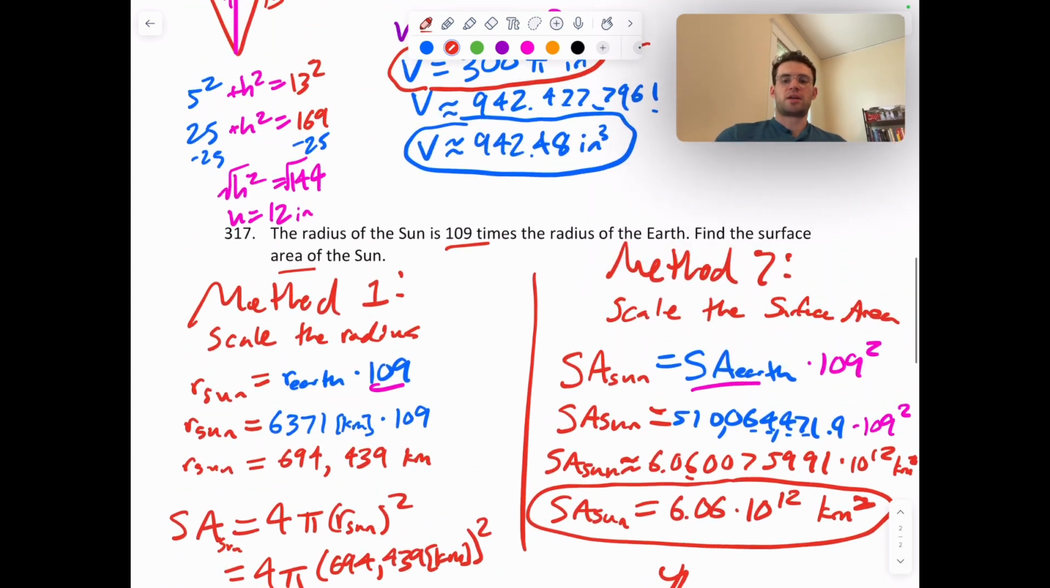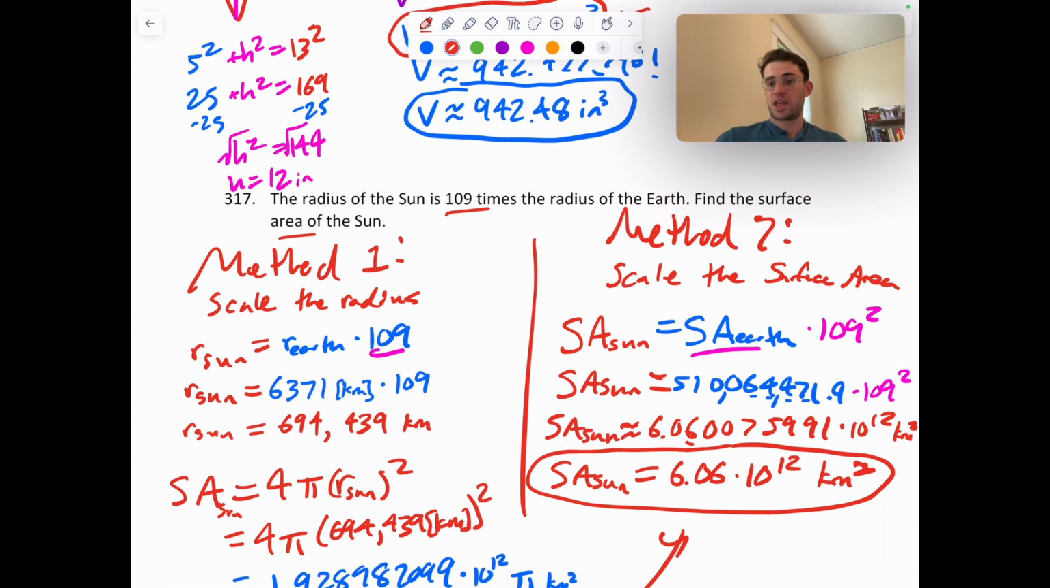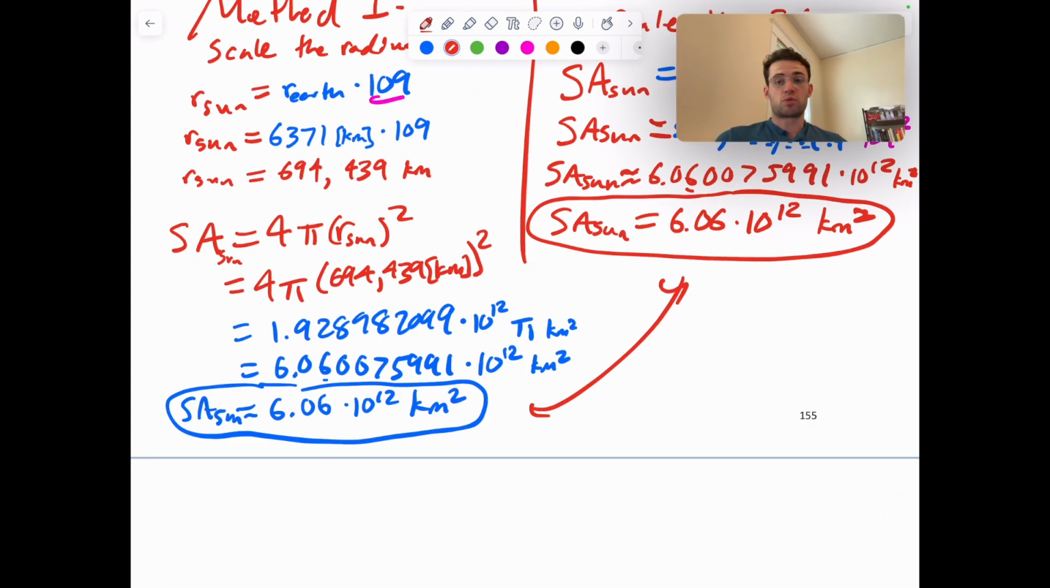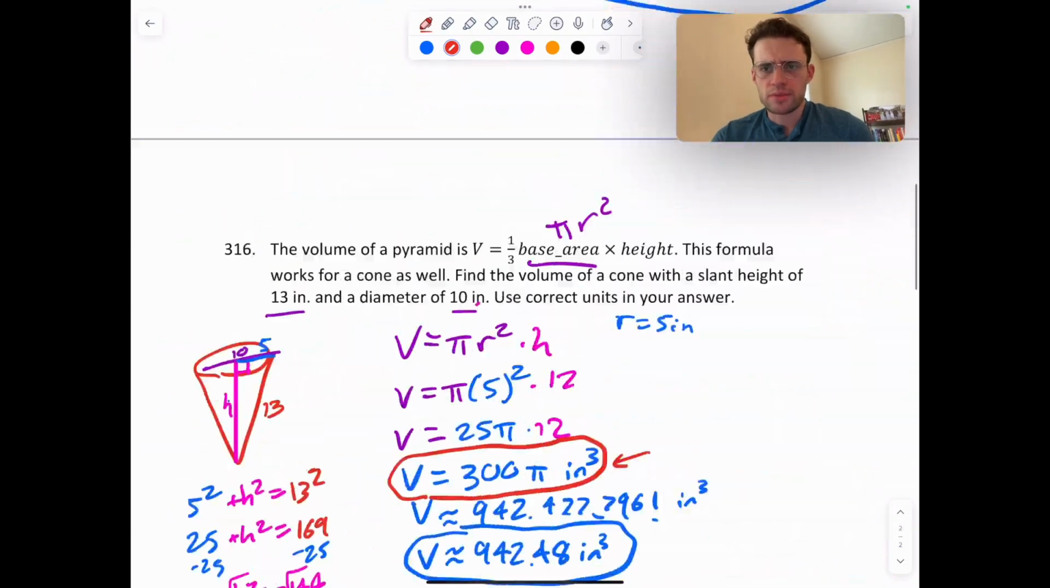Now, I would recommend, if you already found the surface area of the first thing, then this method is faster. If you have time, it's worth doing it both ways so that you can prove to yourself that your method does work. All right, so that's how you do all the problems from day 58.